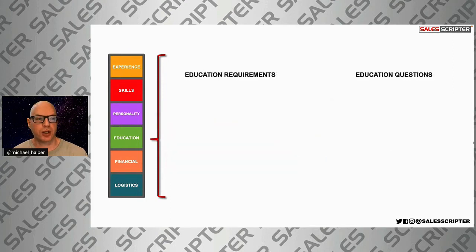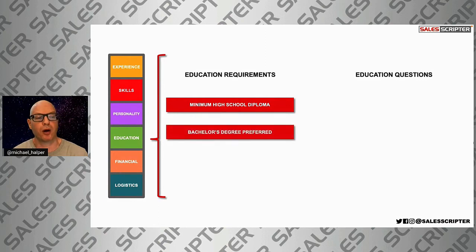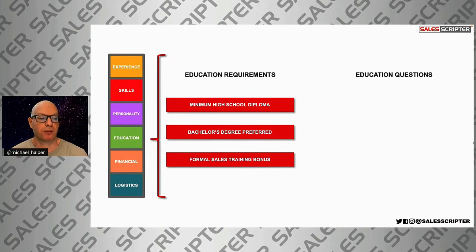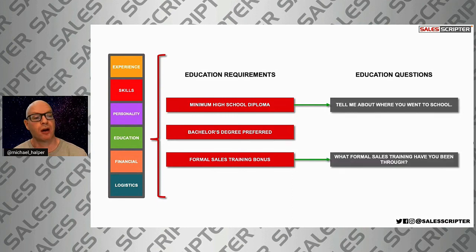Moving on to education, certainly we might want someone who has a minimum of a high school diploma, preferred bachelor's degree. Maybe it would be great if they've been through some sales training before. Now, by the way, I'm going to show you questions to ask here, but a lot of times you might have education requirements that you don't need to ask questions about. You can get this information from the resume and other sources of information. But if you don't have the resume, certainly you could ask, tell me about where you went to school. Regarding formal sales training, that might not be on the resume. So what formal sales training have you been through?